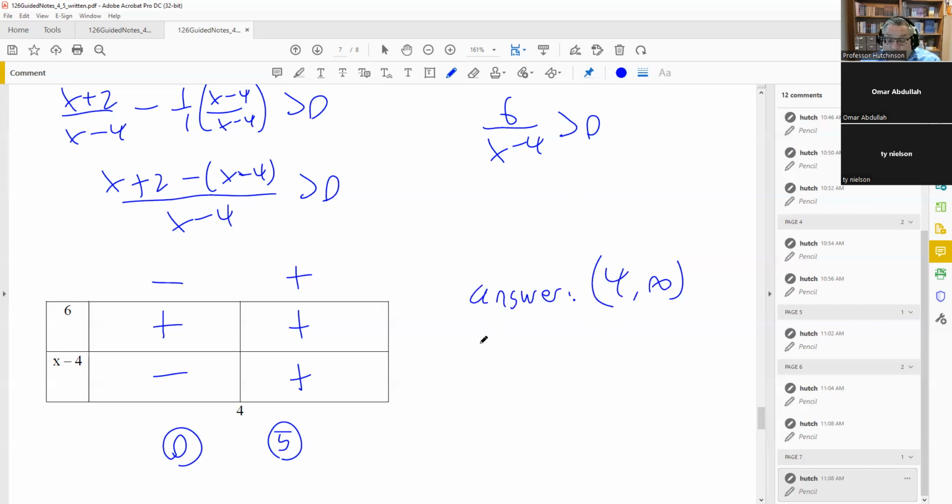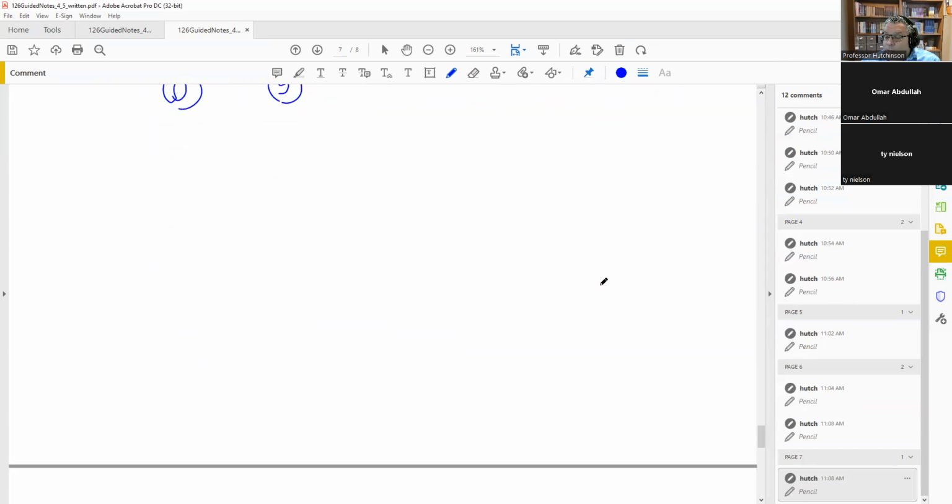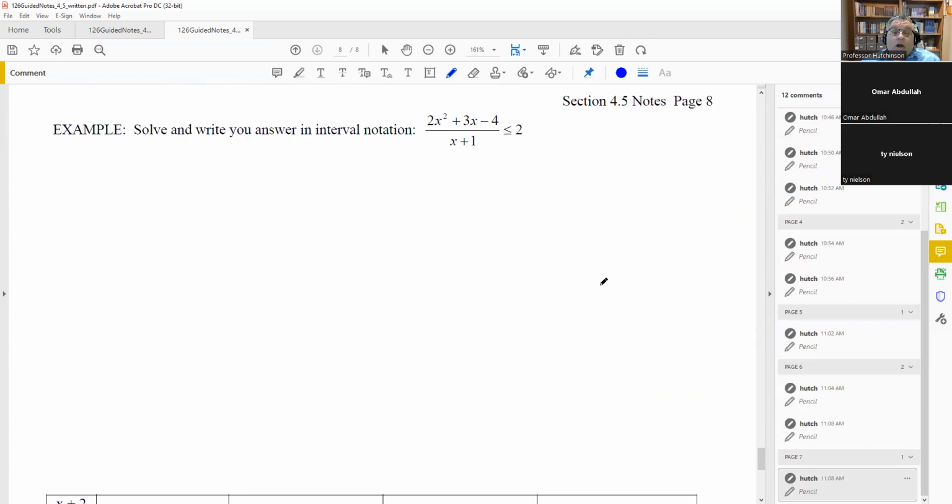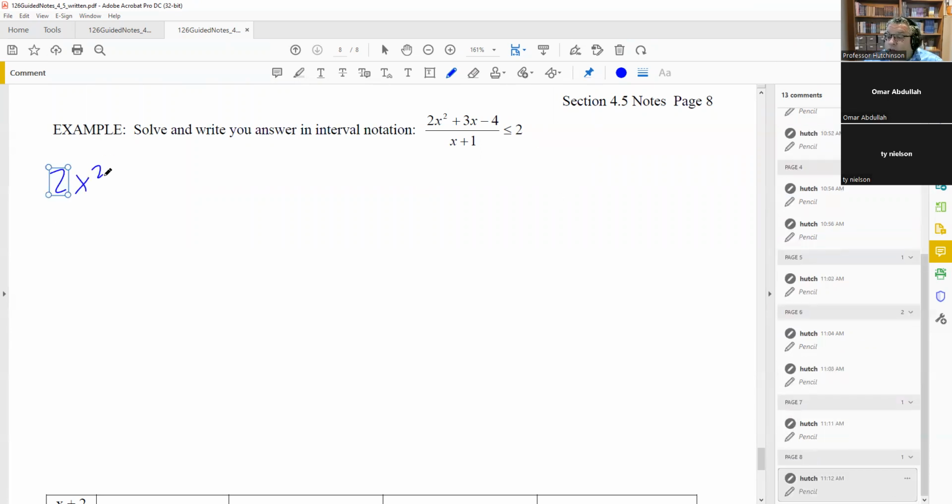All right. Now I'm going to go a little bit longer today. I just want to finish the last problem that's in this section. We have another one that is a little bit more complicated, but I want to make sure we have time to do one like this as well. We have one more where we have to subtract the 2 because, again, we don't have a 0 on that side.